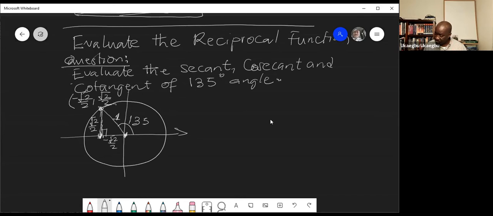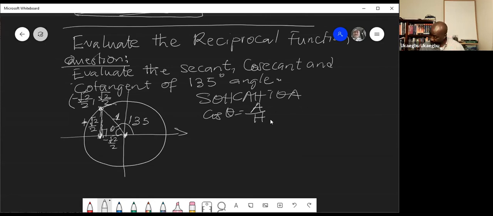All right? So now based on this, this is the angle that you are now considering, which is the reference angle, theta prime. So you can see that cos of theta prime is equal to, let's first recall our basic trig ratio. Cos theta is equal to adjacent over hypotenuse. In this case, the opposite is positive square root of 2/2, the adjacent is negative square root of 2/2, and the hypotenuse is 1, okay?